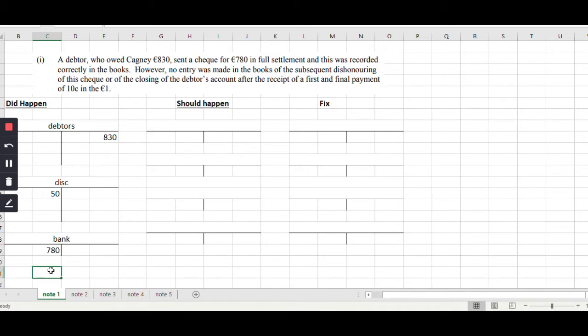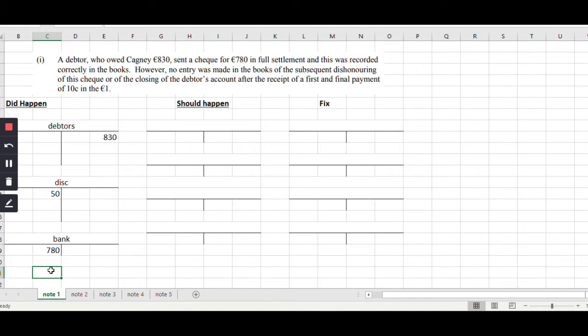That's what did happen, and everything was recorded correctly in the books. However, then there was an error made because no entry was made in the books of the subsequent dishonouring of this cheque or the closing of the debtor's account after the receipt of a first and final payment of 10 cent in the euro. So there's a couple of things that we have to do in that sentence.